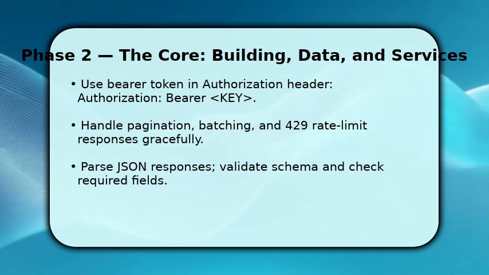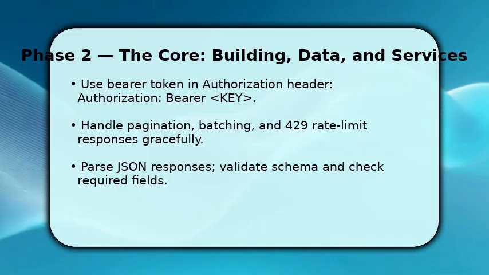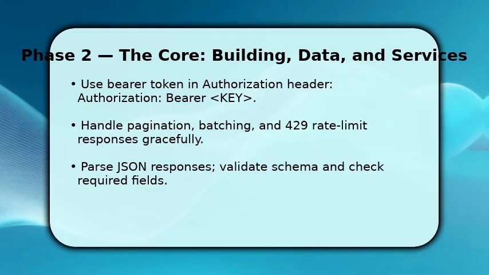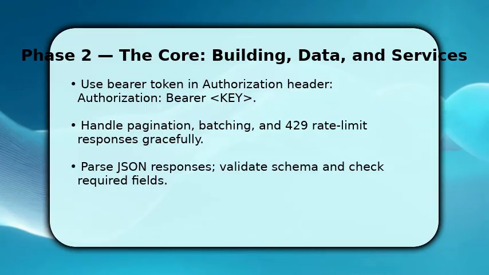You now implement authentication and the main API calls. Include the bearer token in the authorization header and prefer SDK helpers when available because they manage retries. Then design request batching or pagination for large datasets, checking for next cursor or page tokens.